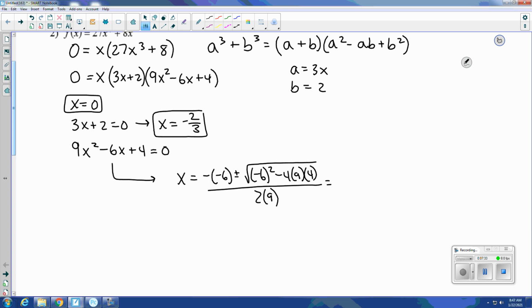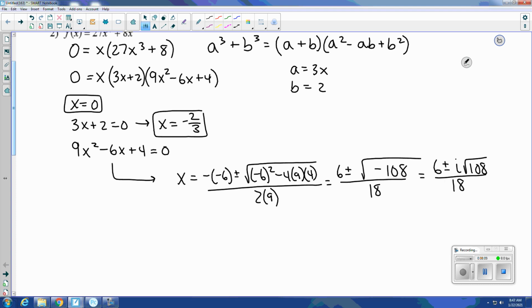So we're going to get 6 plus or minus, we're going to have 36, and 16 times 9 is 144. 36 minus 144, go to the calculator here real quick, negative 108 all over 18. We have a negative under the square root. Let's remove that. We'll have that i there, so we have an imaginary solution here.